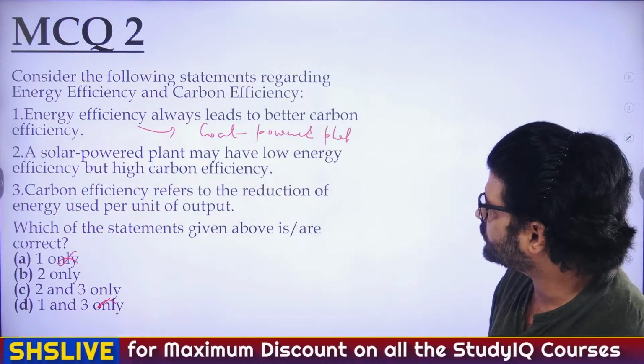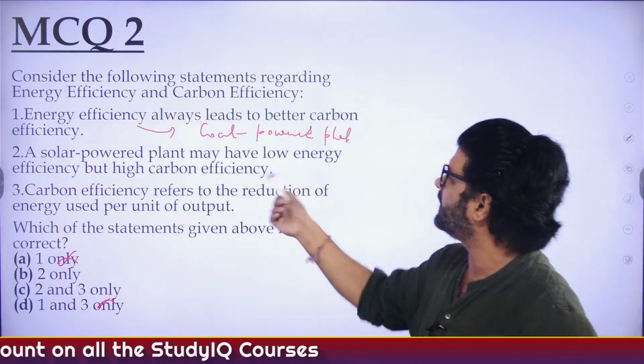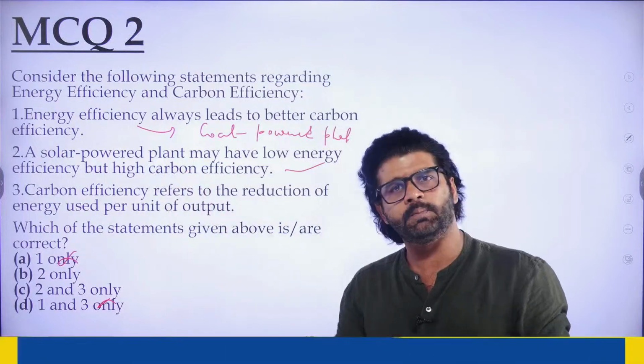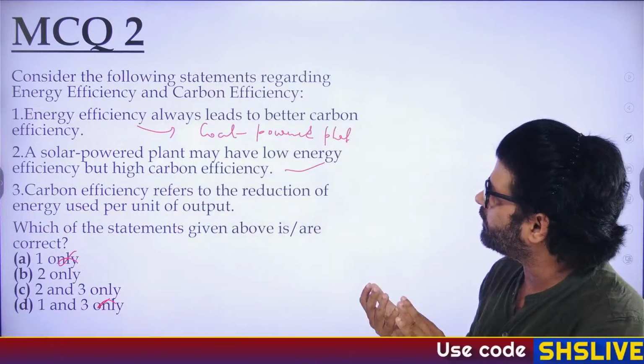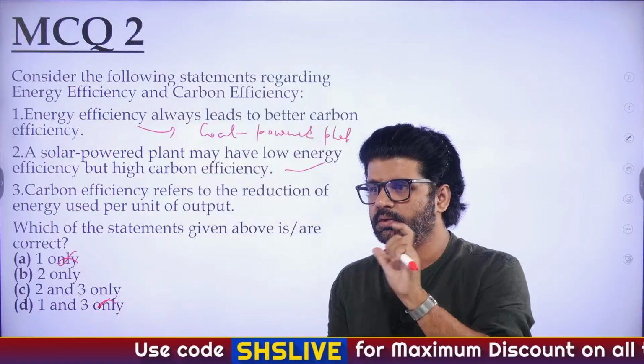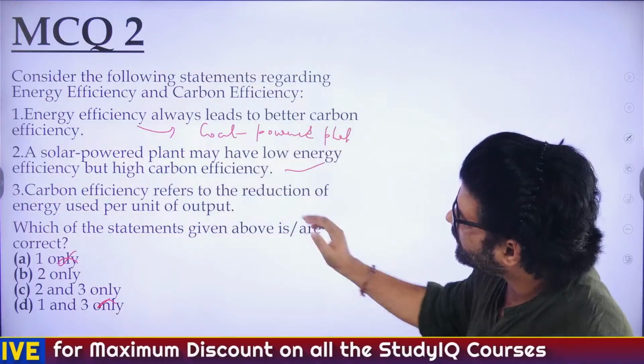So now, first is gone. You're left with B and C. Solar power plants may have a low energy efficiency but high carbon efficiency. And that's why more and more governments are shifting towards solar power plants. Because energy we can trade off a bit, but carbon emission is an immediate issue right now because of what is happening, global warming and this and that. So yes, second is correct.